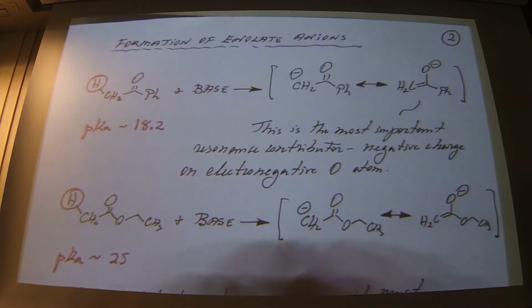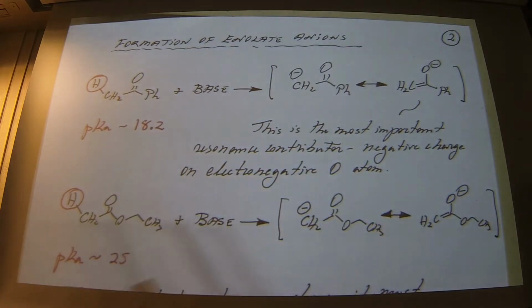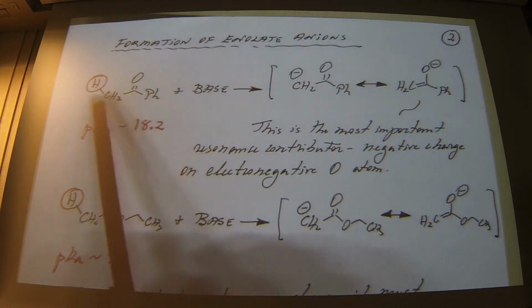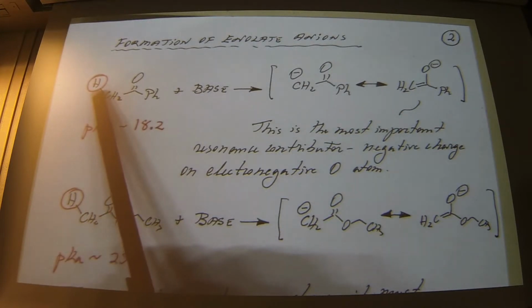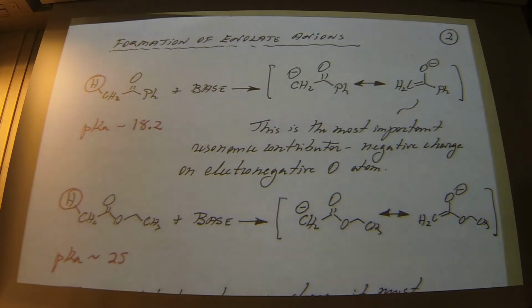Okay, now let's talk about the formation of enolates. Enolates are going to turn out to be important. So let's take this ketone. This is acetophenone. And, you know, these protons are not all that acidic. My gosh, the pKa of this stuff is around 18.2. Is that a strong acid? Heck no. I mean, that's a really, really weak acid.